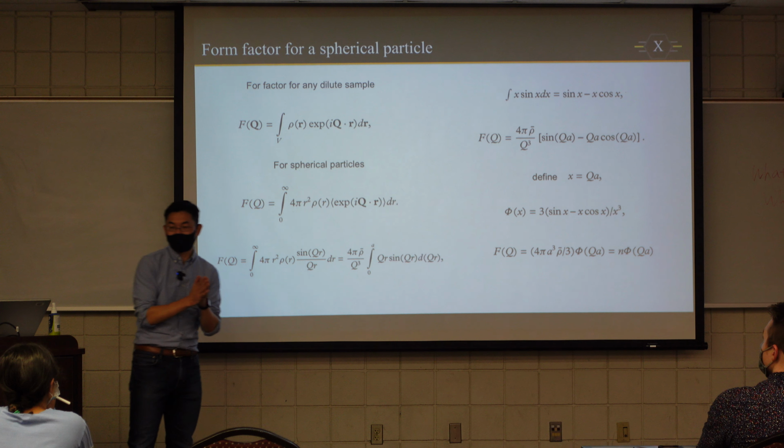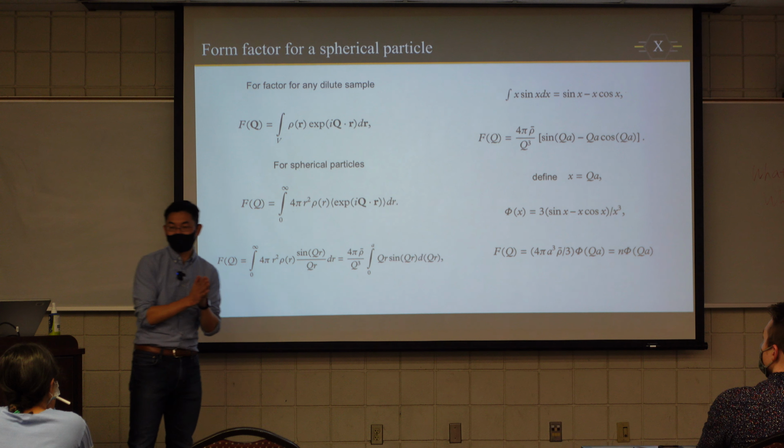Now we can simplify. We need to integrate sine QR divided by QR. This part is already, just look at the right part, sine theta d theta, right? This integration is already known, which I wrote in there, okay? If we replace that integration function with sine x minus x cosine x, we can get our form factor for a spherical particle, which is given by this quite simple equation.